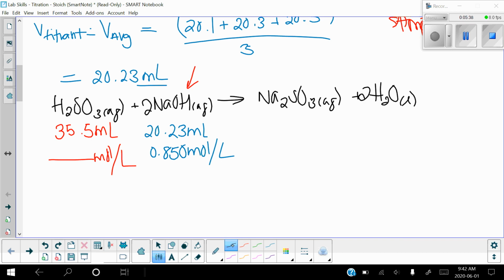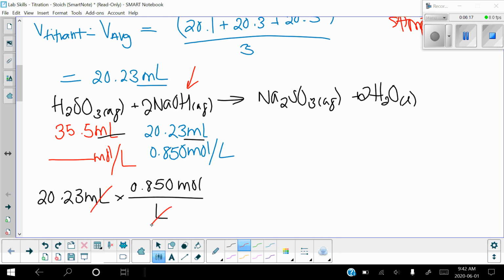So let's begin writing our stoich. 20.23 milliliters. The only reason I'm using milliliters is because both my volumes are in milliliters here, and it'll end up working out. If they are different, you need to convert them into liters. If you are uncomfortable, you can go ahead and convert both of them to liters. Okay, so from there, we are going to convert this into moles. So I multiply by 0.850 moles per liter. Okay, liters cancels out with liters. Oh, I forgot to write, this is NaOH.